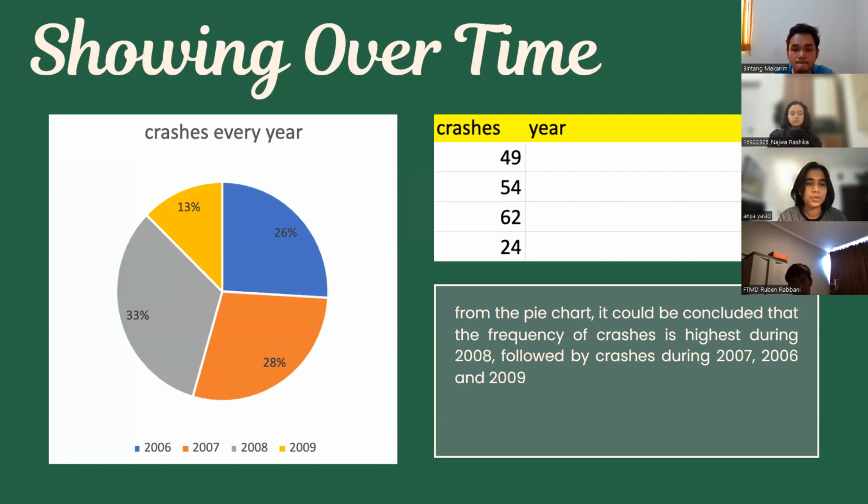Also, I chose to present it with a pie graph so that it can show you the percentage out of all of the crashes. You can see that crashes in 2008 contribute about 33%. Crashes in 2006 contribute about 20%, and so on and so forth. And you can see again that 2008 has the highest percentage, and 2009 has the lowest percentage.